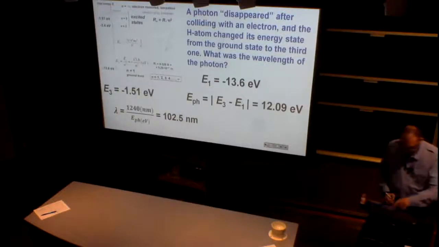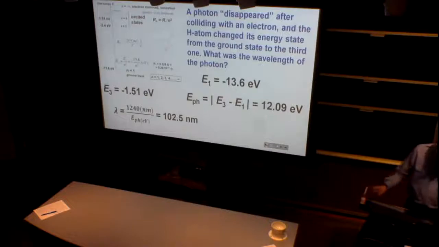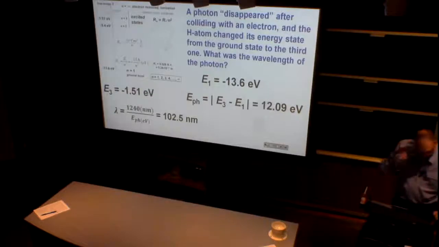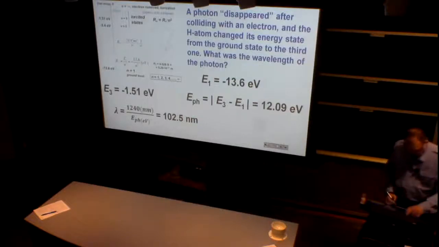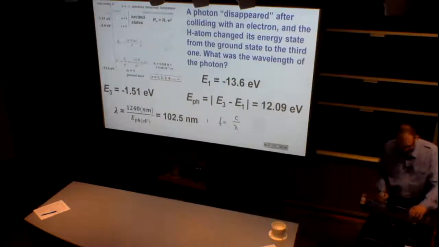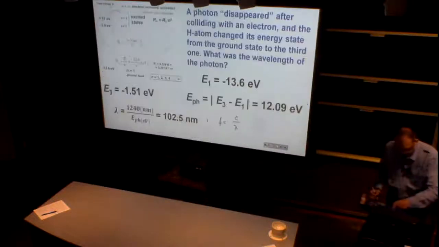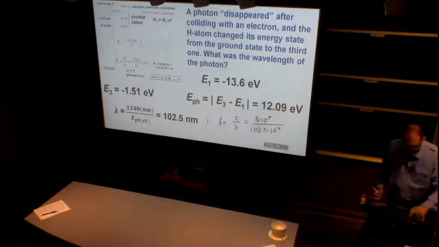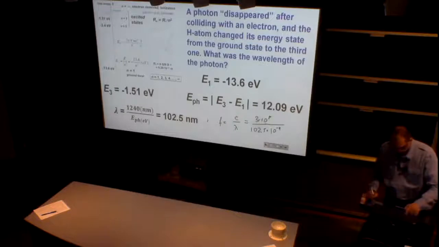Wavelength, I forgot to calculate the wavelength. Well, we know how to do that, 1240 over energy. And if we want the frequency, it would be the speed of light divided by wavelength. That, for me, is the fastest way to do it. So, again, 3 times 10 to the 8th over 102.5, but now we need to use 10 to the negative 9. That will be in hertz.